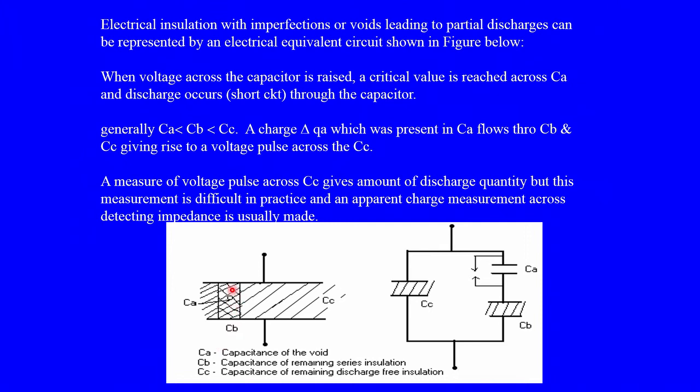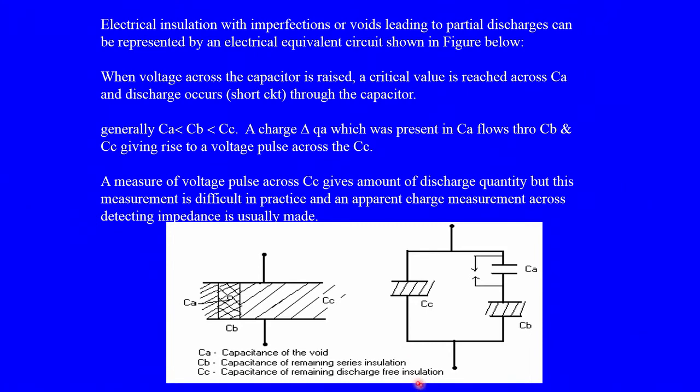Generally, CA, the capacitance of the void, is less than the capacitance surrounding the void which is mentioned as CB, which would be less than the capacitance of the entire series insulation. So, a small charge, a very little charge which is accumulated, when discharge happens in CA, known as QA, which was earlier present in CA, flows through CB, then goes to CC, giving rise to a voltage pulse across CC. When we measure the voltage pulse across, a small pulse is generated which is a small charge emitting from the void termed as capacitance CA.